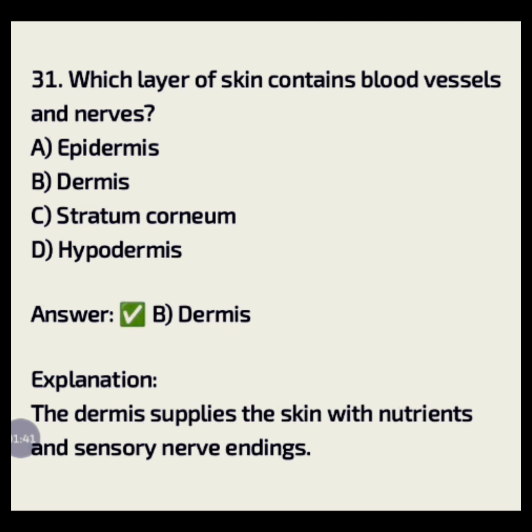Which layer of skin contains blood vessels and nerves? Option A, epidermis; option B, dermis; option C, stratum corneum; option D, hypodermis. The correct answer is option B, dermis. The dermis supplies the skin with nutrients and sensory nerve endings.